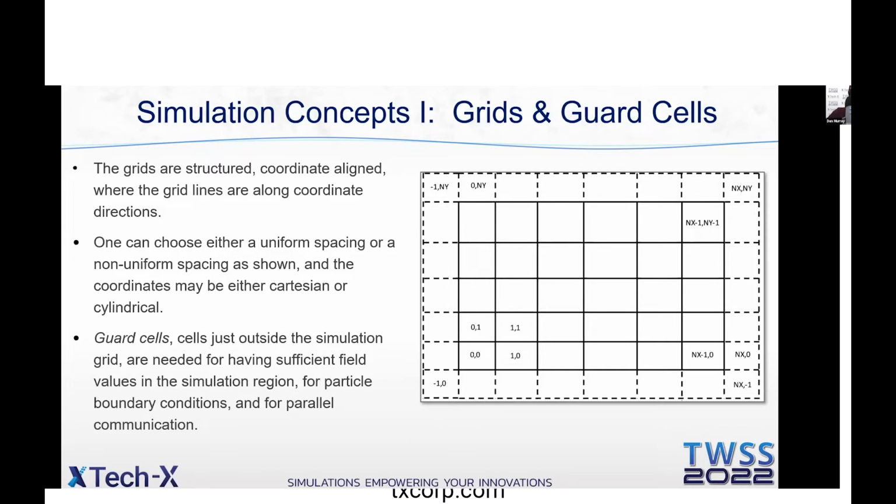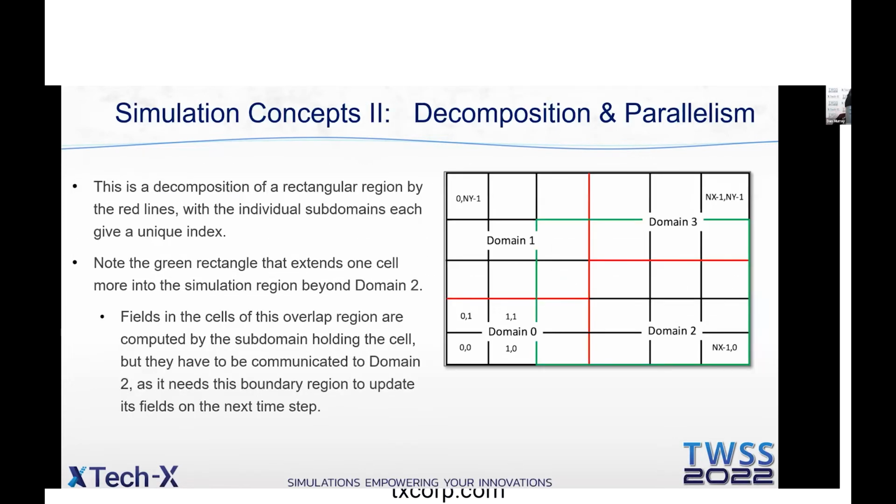So now that we have a grid and we have the idea of guard cells, we're going to get a little bit into parallelism and decomposition. So decomposition is basically how we break down the grid in order to pass off sub-portions of this one large grid to individual CPUs. The image on the right here is that same uniform grid, but it has now been broken down into several different sized subgrids via those red lines. Each of these individual subdomains has been given a unique index, 0 through 3 for the 4 different ones.